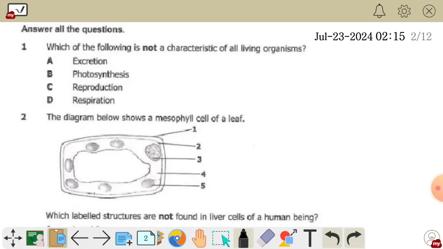Why? Because photosynthesis is only observed in plants, not in all organisms. Excretion is observed in all living organisms. Reproduction involves plants and animals, as well as respiration, but photosynthesis is only in plants. So the correct answer is B.